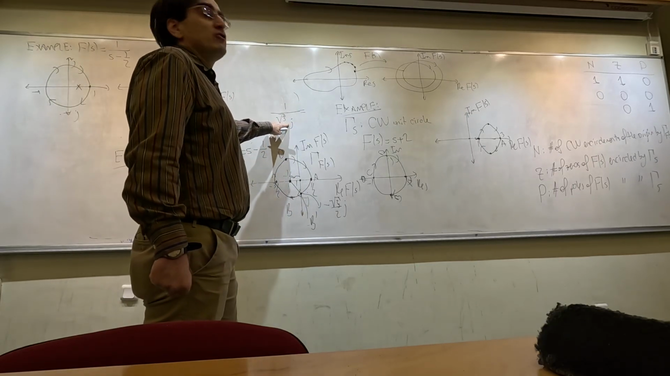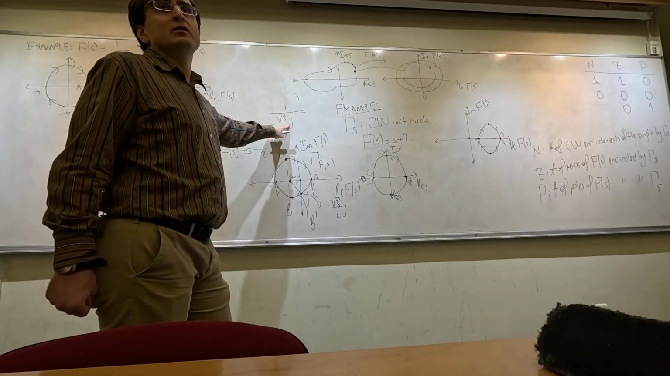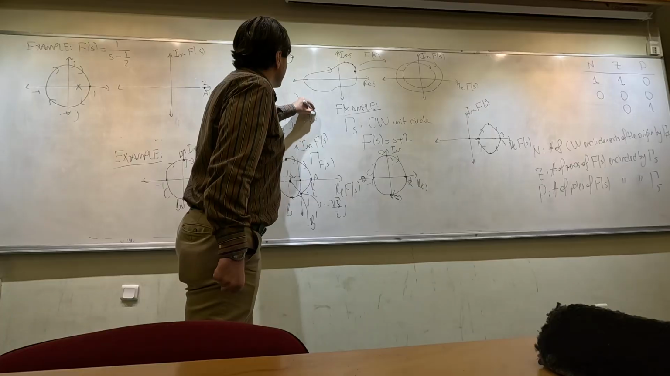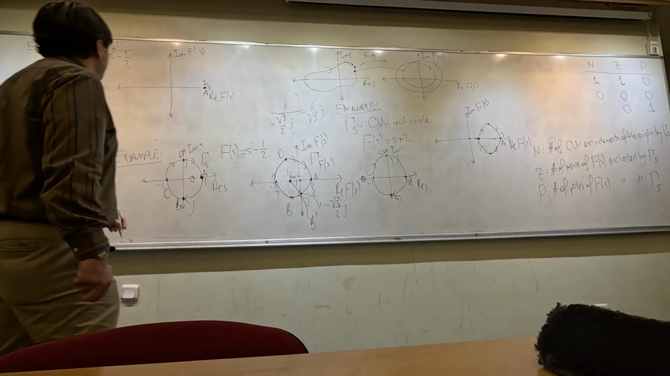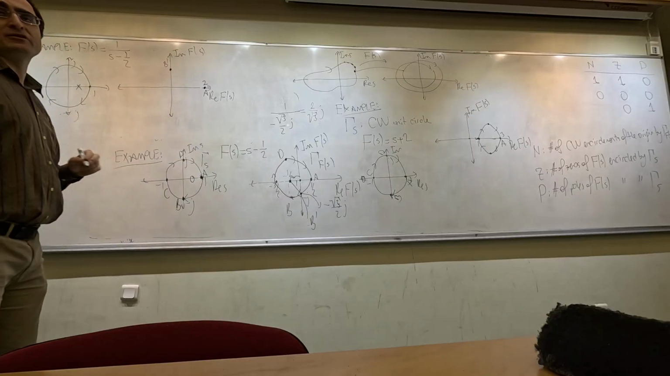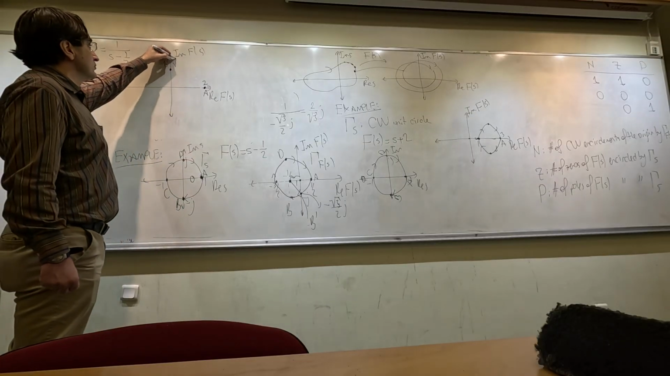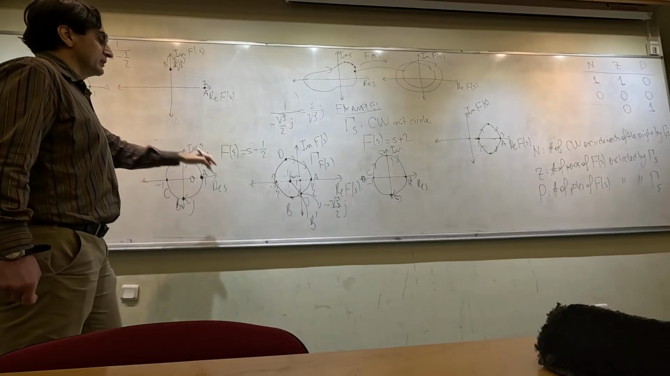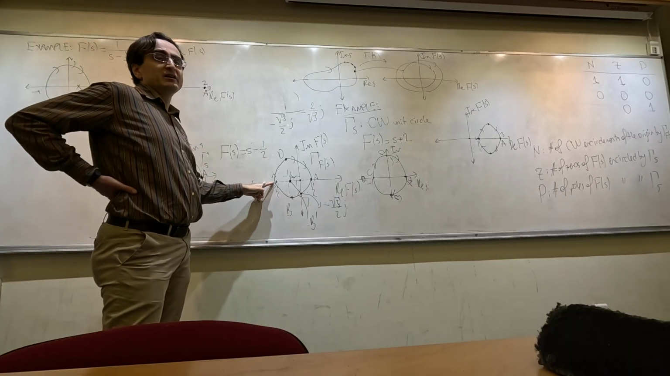So I have 1 over j, which is minus j. So I have 2 over square root 3j here. So here my B prime point is transformed into such a point. So this is 2 over square root 3j here. I have the point minus 3 over 2.